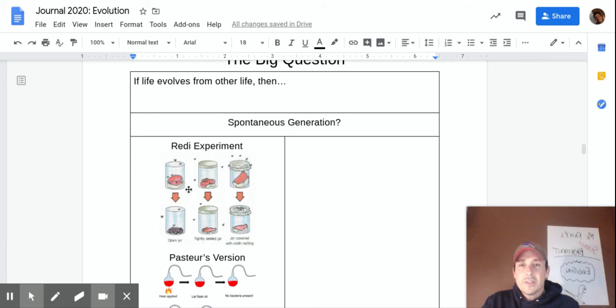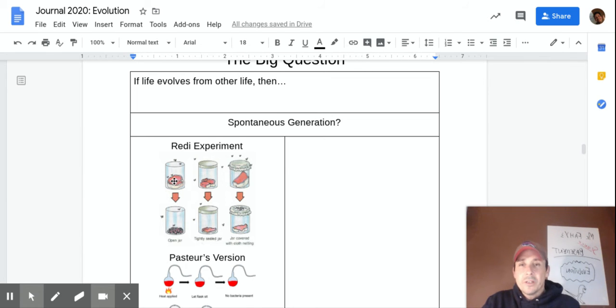So what he did is, he put some raw meat in a jar that was open, and he put some raw meat in a jar that was tightly sealed up top, so nothing can get in or out. And then he took some raw meat, but this he covered with something like cheesecloth. It's like a porous cloth, like a bandana or a piece of fabric, something where the air can get through, but nothing else. He ran these three setups against each other to see whether or not that meat could give off life all by itself.